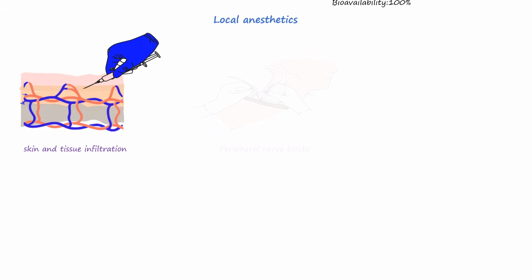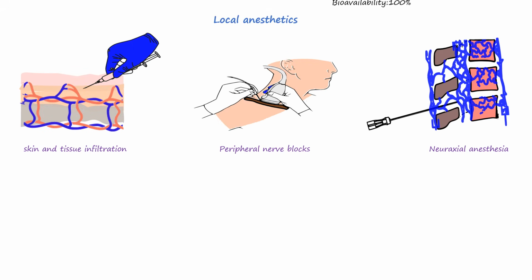One of the main drugs used in anesthesia practice are local anesthetics. They are used for skin and tissue infiltration, peripheral nerve blocks, and in neuraxial anesthesia. When a local anesthetic is injected into the skin or tissues, it diffuses through the tissue until it reaches the nerve fibers where it blocks the nerve impulse generation.